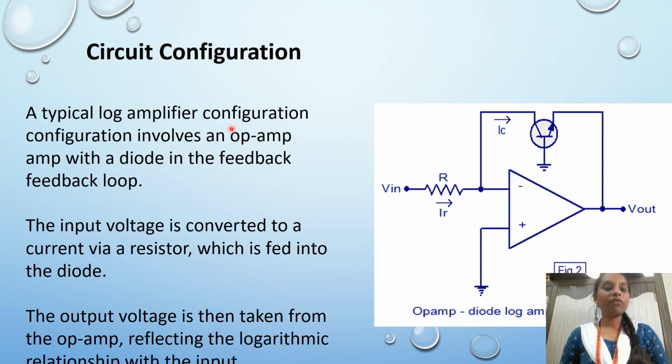Next, circuit configuration. A typical log amplifier configuration involves an op-amp with a diode in the feedback loop. The input voltage is converted to a current via a resistor, which is fed into the diode. The output voltage is taken from the op-amp, reflecting the logarithmic relationship with the input. This is the resistor placed between the input voltage and the feedback. This is the non-inverting terminal, which is grounded. This is the diode or transistor. We can place a diode or a transistor in this feedback loop.